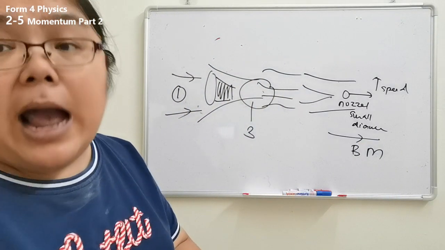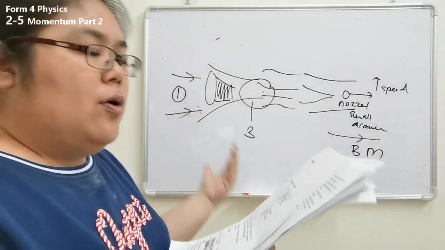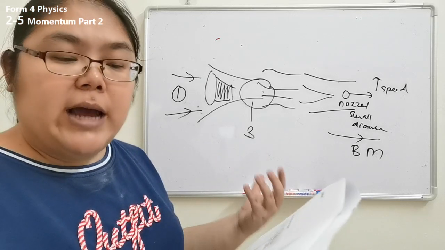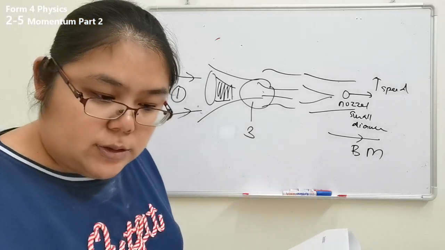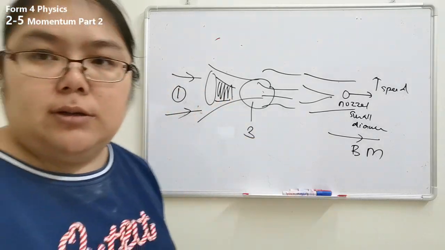Okay, at the same time, in the last sentence you must bring in the principle. Follow the principle of conservation of momentum. The forward momentum for the engine is also produced. Then finally what happened? The plane can move forward.